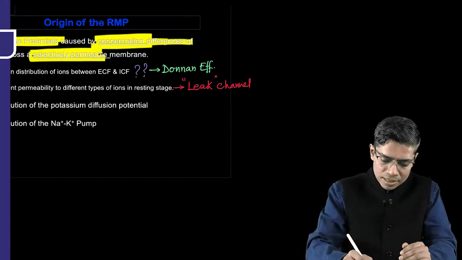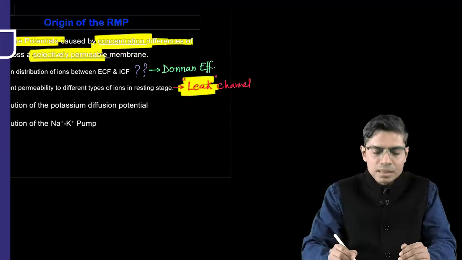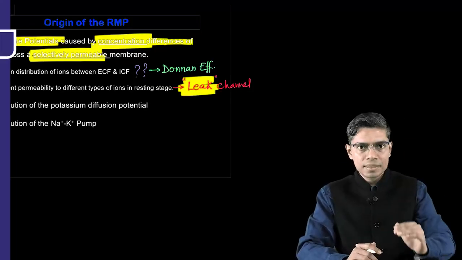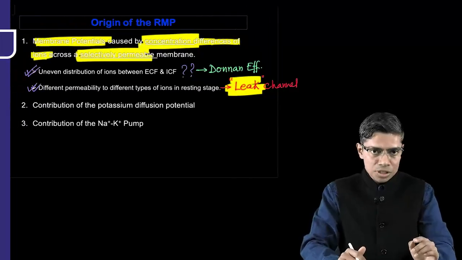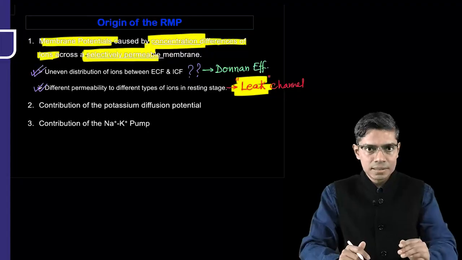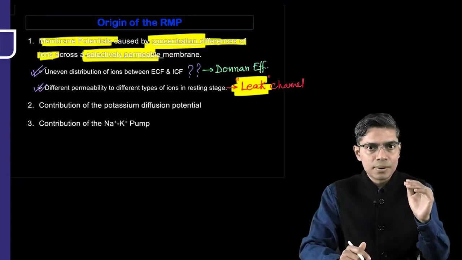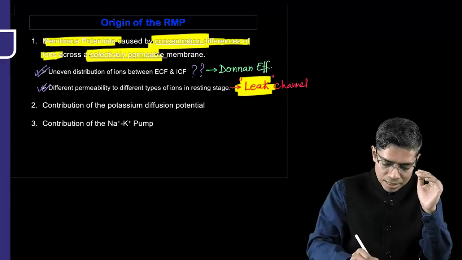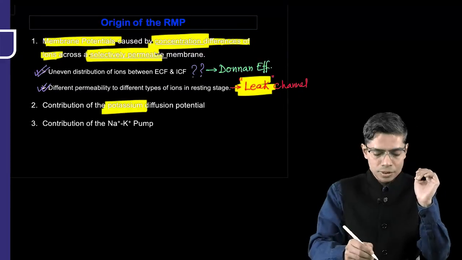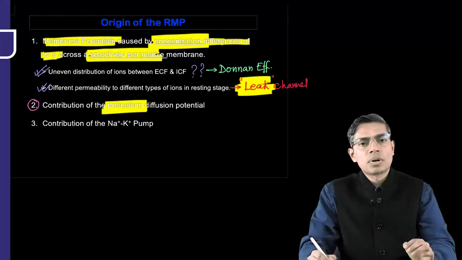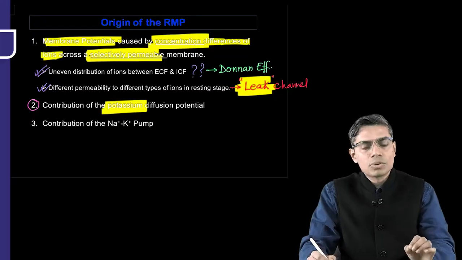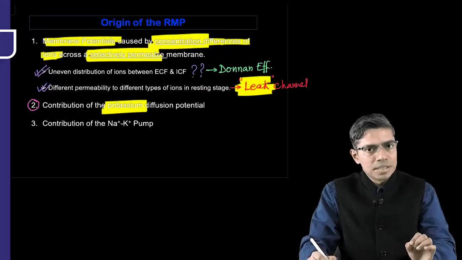Now whenever these leak channels are open, the ions will diffuse through them, simple diffusion will continue to occur, and the main ion which will diffuse through these channels and which will be responsible for RMP generation is nothing but your potassium ion. So that's why the second point is written here, that the contribution of potassium diffusion is also responsible for RMP generation.